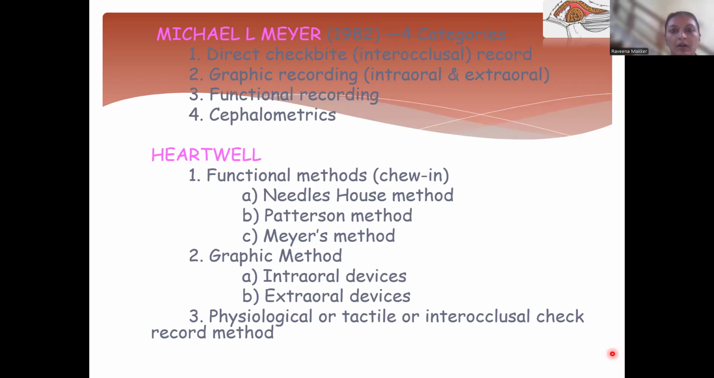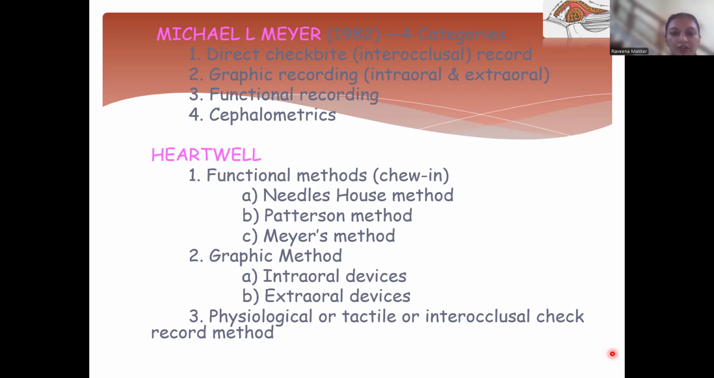Then, according to Michael L. Mayer, the centric relation can be divided into four methods: direct check bite or interocclusal record method, then graphic recording, which includes intraoral and extraoral methods, then functional recording, and cephalometrics.